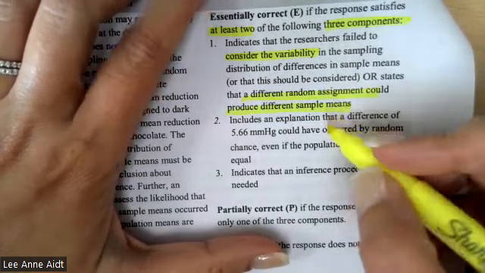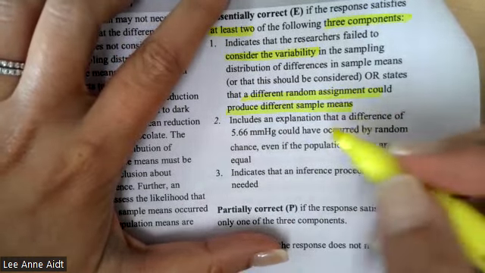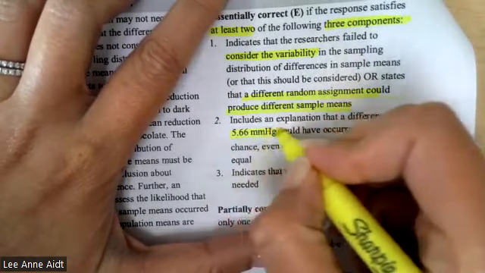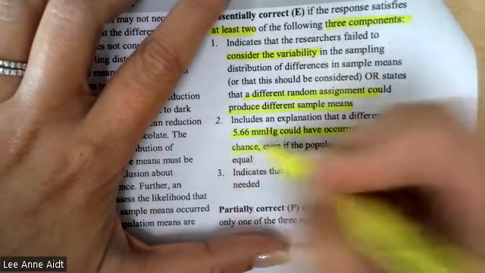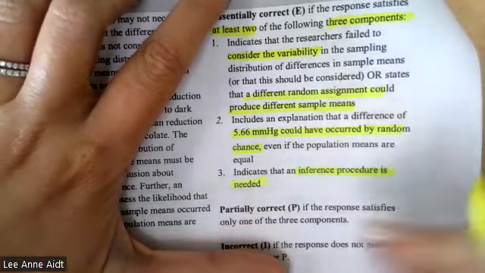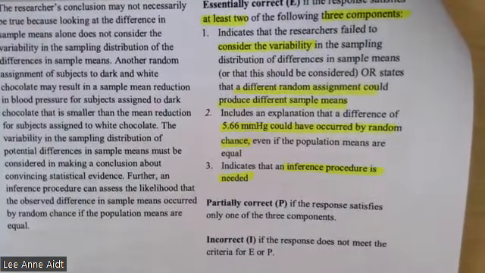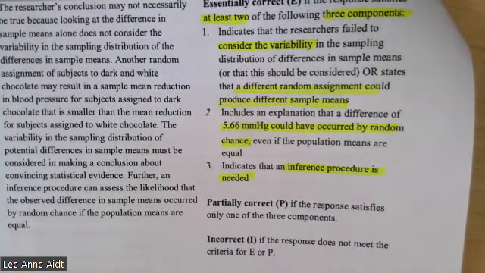You need 2 of the 3, but you have to say that 5.66 could have occurred by chance. Or you could say that an inference procedure was needed, meaning a hypothesis test or a confidence interval.